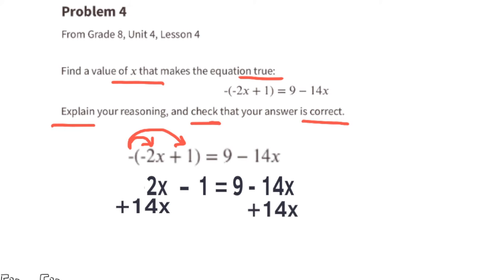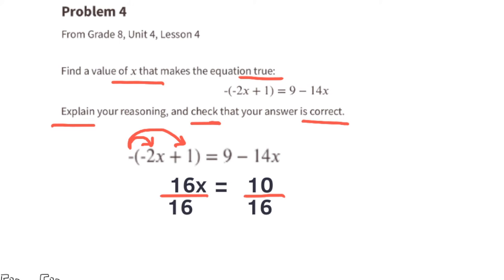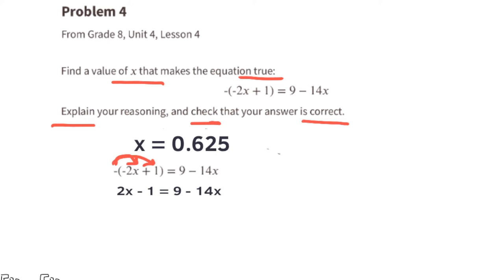Let's add 14x to both sides. Now the equation reads 16x minus 1 equals 9. Let's add 1 to both sides. Now the equation reads 16x equals 10. Divide both sides by 16, and you have 1x, or x, equals 10 over 16, which is equivalent to 0.625. X equals 625 thousandths.